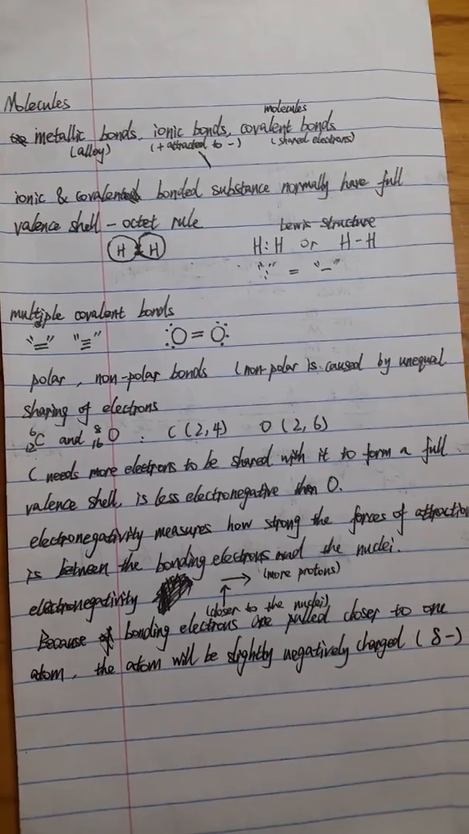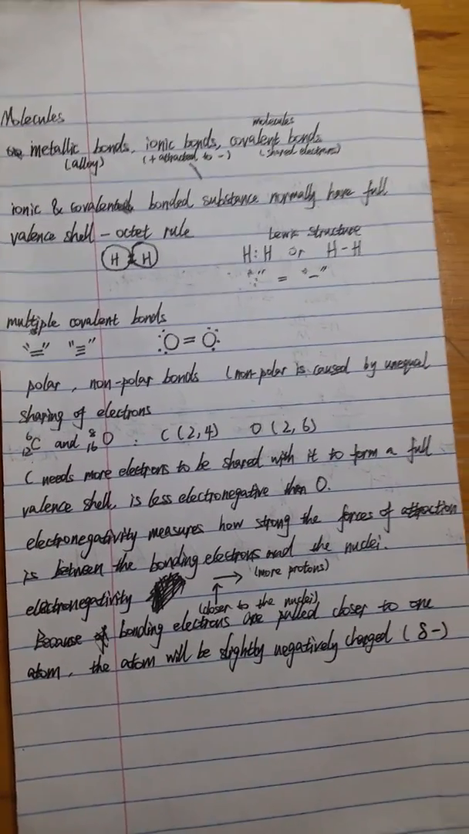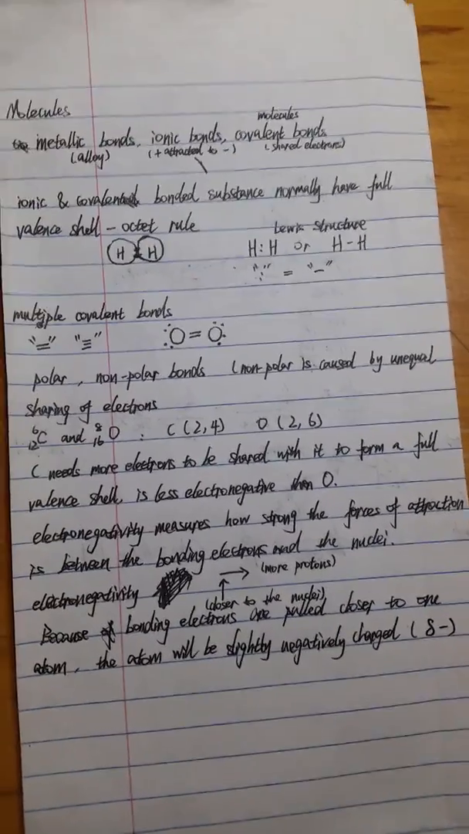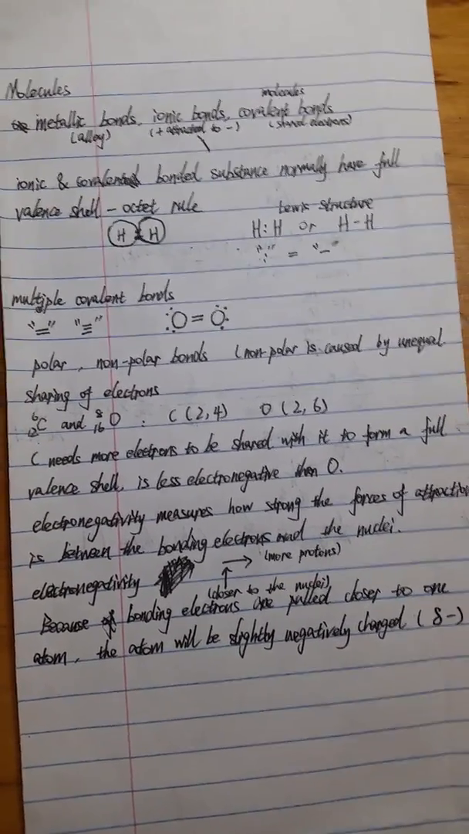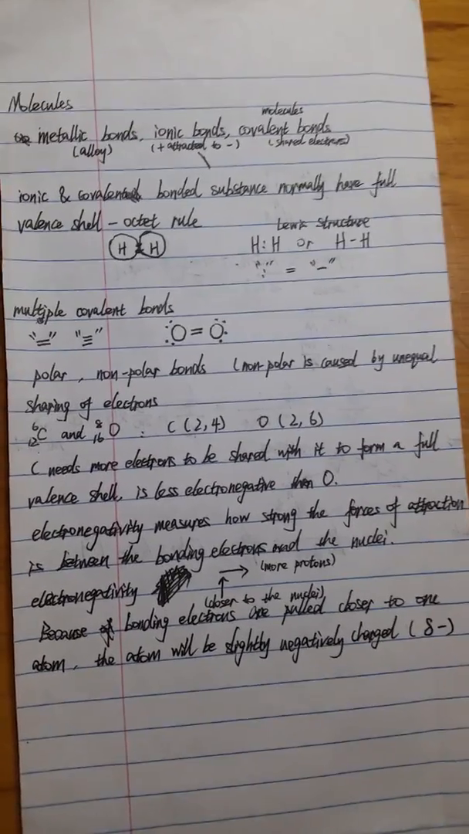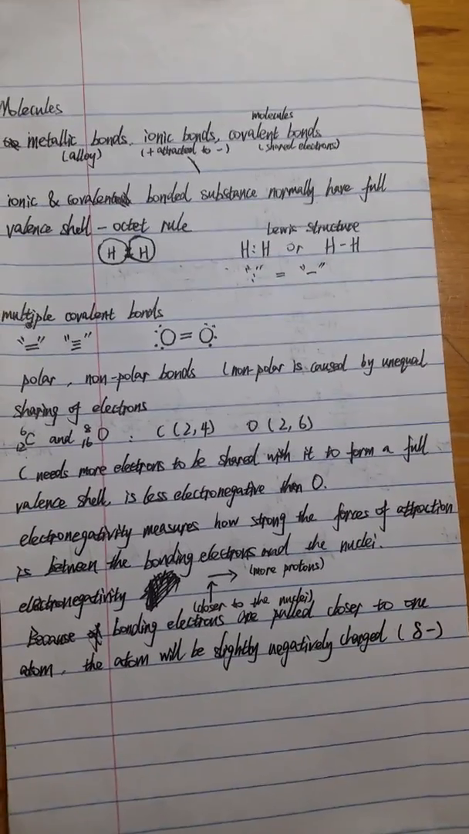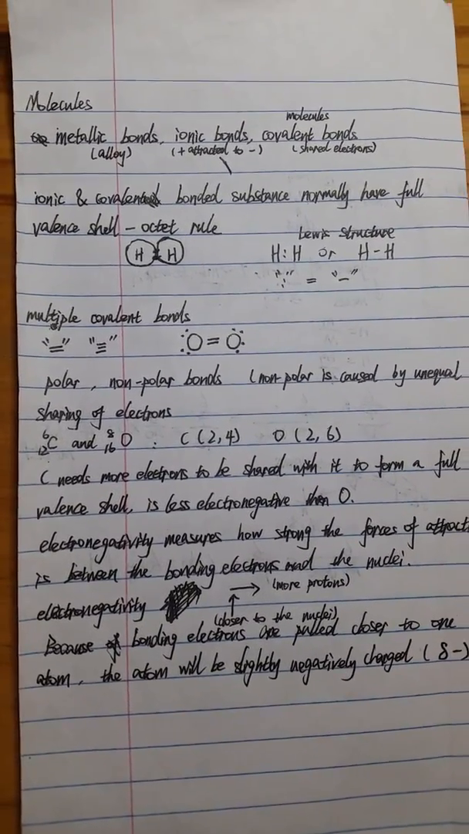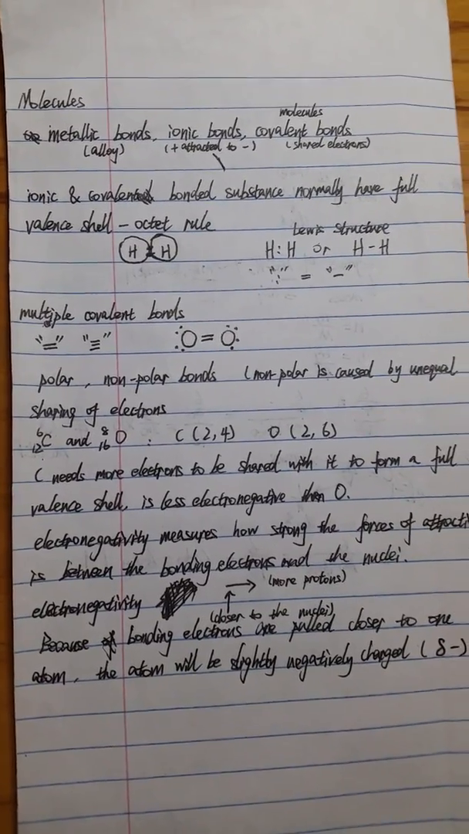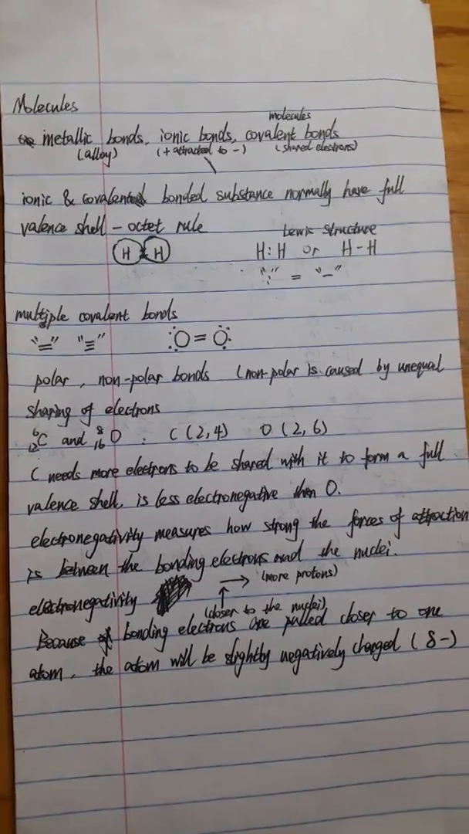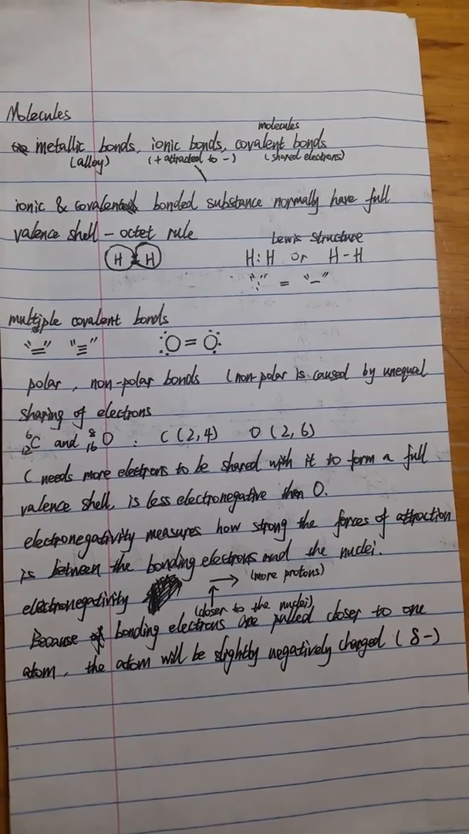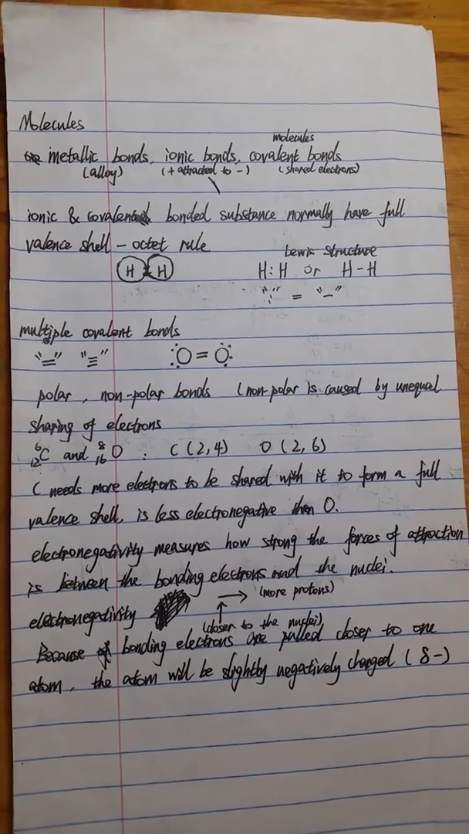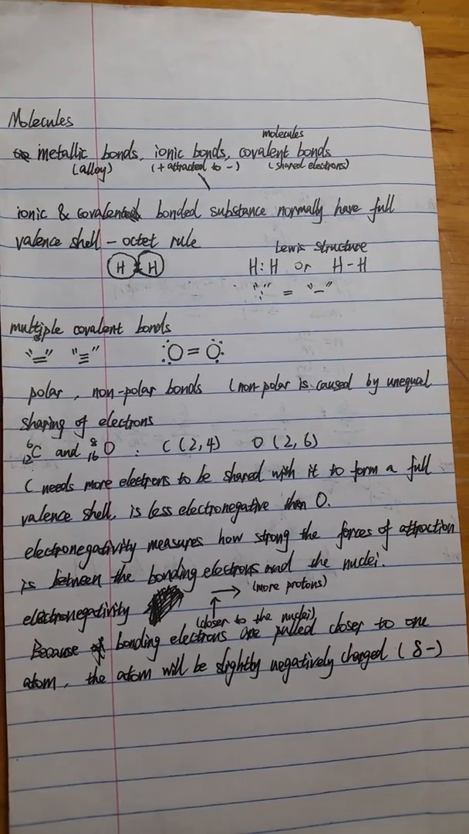For metallic bonds and ionic bonds, the forces of attraction are strong and are electrostatic forces. For covalent bonds, the forces of attraction are weak, intermolecular forces. Both ionic bonded and covalent bonded substances normally have a full valence shell, which is also known as the octet rule.